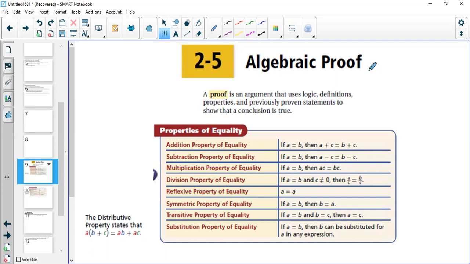So first of all, to start with the lesson, we need to know what a proof is. A proof is an argument that uses logic, definitions, properties, and previously proven statements to show that a conclusion is true. Well, you know what proofs are. If you do something, we definitely need a proof. So every time something happens, we need to keep a proof so that we can prove to ourselves that this thing happened. Similarly in math, we use proofs to show how we arrived at the answer.